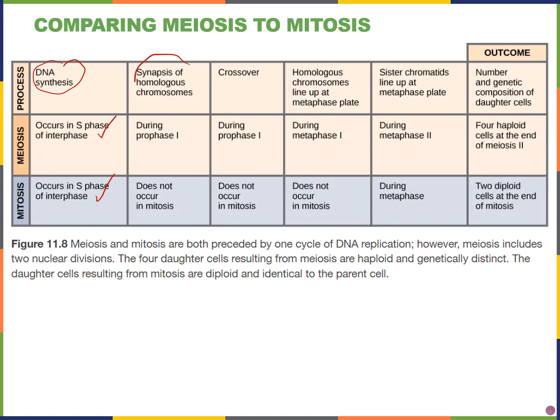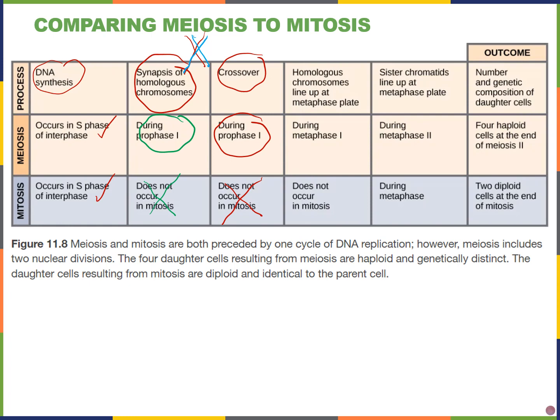Synapsis of homologous chromosomes. Remember, that's when the homologous chromosomes line up really, really close together through that zipper-like complex, the synaptonemal complex. So it happens during prophase 1 of meiosis. It does not happen in mitosis. Crossing over, remember that happens when you form those chiasmata, and that happens during prophase 1 of meiosis, not in mitosis.